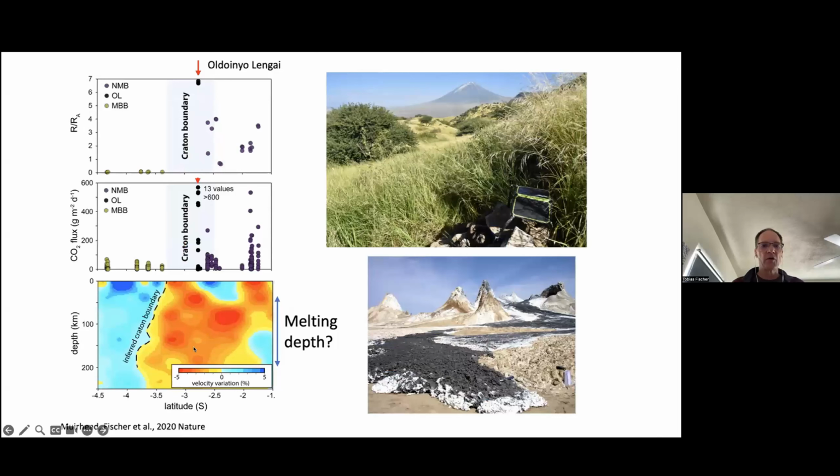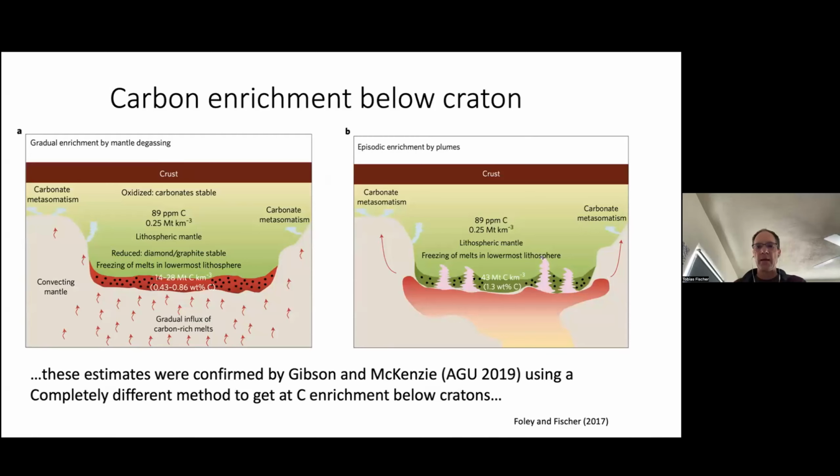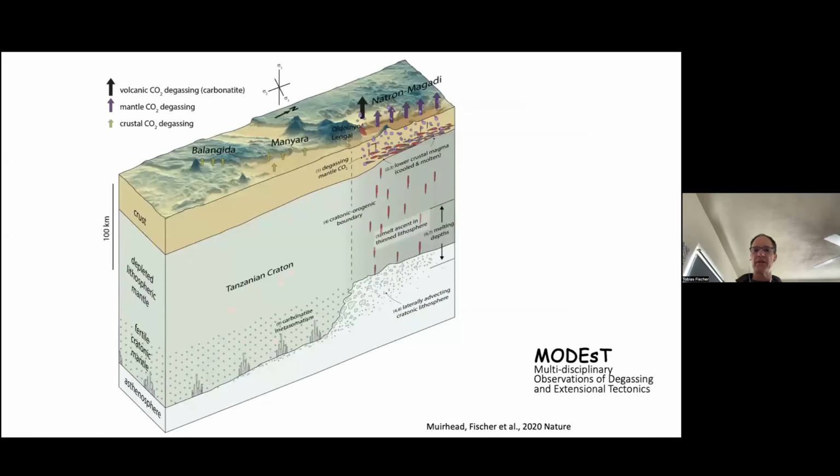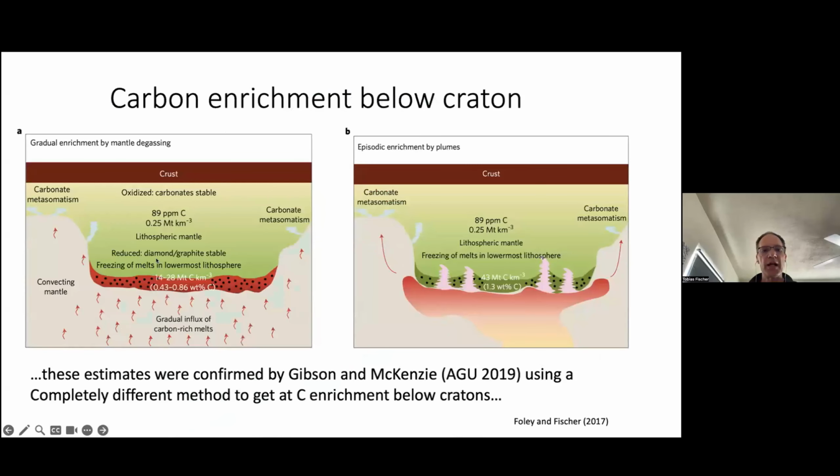Now, this here could be the mantle depth of melting, perhaps. I don't have time to talk about that, but essentially we came up with this model where we have the craton here, the thick Tanzania craton, and then we have the rift, and this part here is the carbon-rich part of the rift, where CO2 has been accumulating over time. This is from the paper with Steve Foley, where we calculated how much CO2 is being accumulated at the base of these cratons through gradual influx or through plumes.